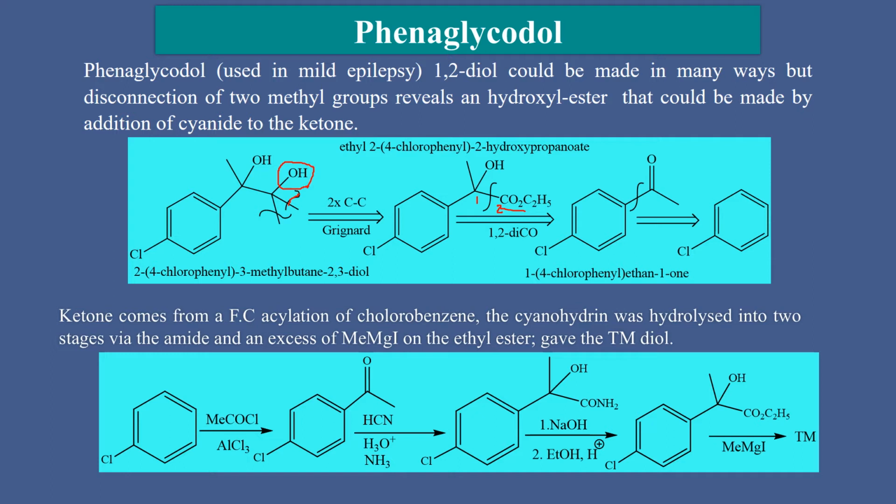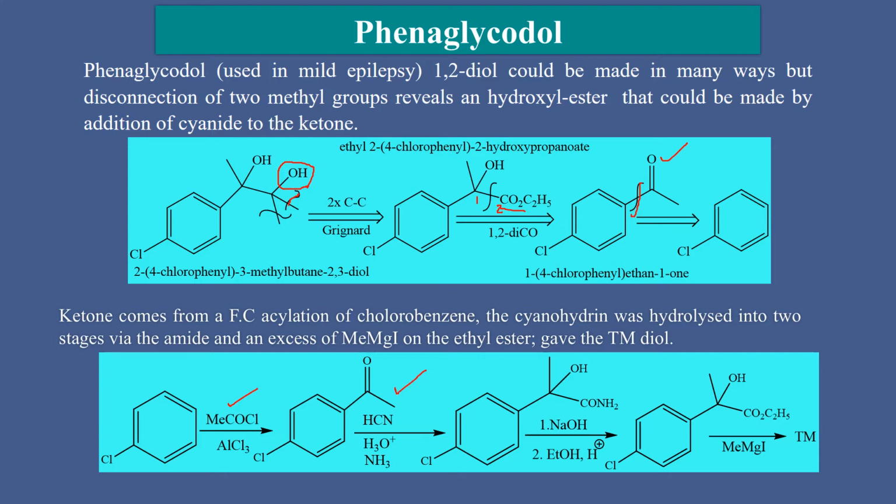So it is disconnected. So this OH is converted into carbonyl, and then it is very easy. It is an acyl group. Acylation can be easily done on aromatic compounds. So when it is disconnected from here, chlorobenzene is obtained. Since this is very simple, when chlorobenzene reacts with acid chloride, then acylation takes place.